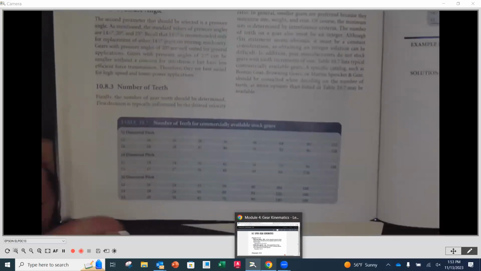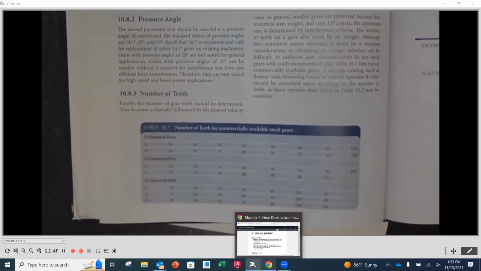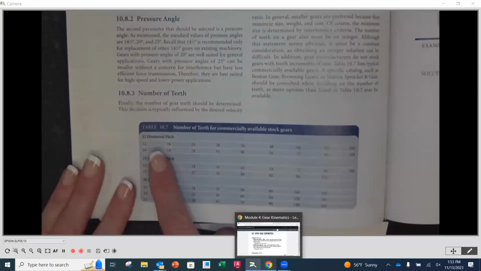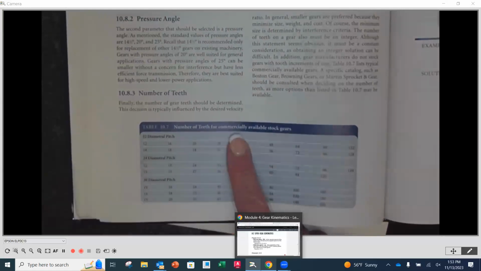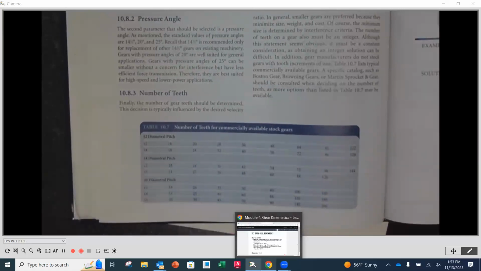starting on the bottom of page 276, there is a table. He asked about teeth. As long as you have a whole number of teeth, it's going to work with the other gear. You're correct to a point. So you are going to notice that this is the number of teeth commercially available on stock gears. And each one of these sections is a different size of tooth. It has a different diametral pitch.